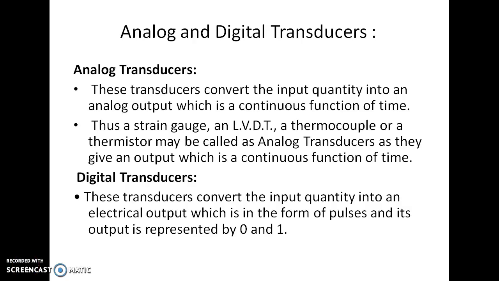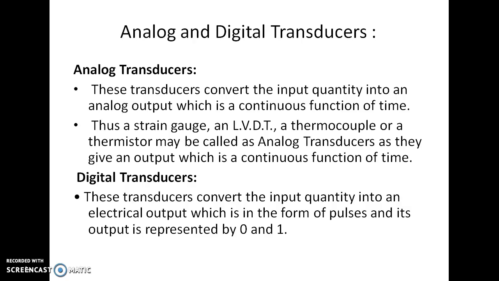Analog and digital transducer. Analog transducer. This transducer converts the input quantity, that is our physical or mechanical quantity, into an analog output, which is a continuous function of time. Generally, our analog output or analog signal are continuous functions of time. Thus, a strain gauge, an LVDT, a thermocouple or a thermistor can be called an analog transducer, as they give an output which is a continuous function of time.